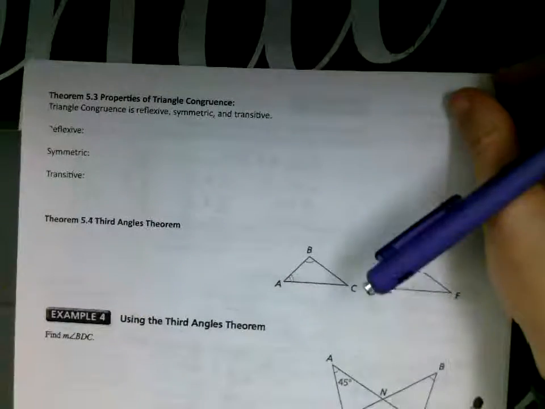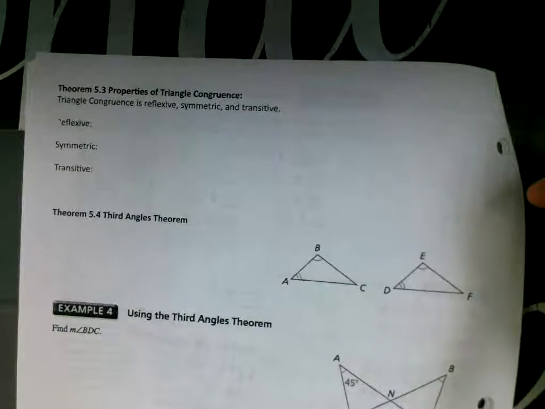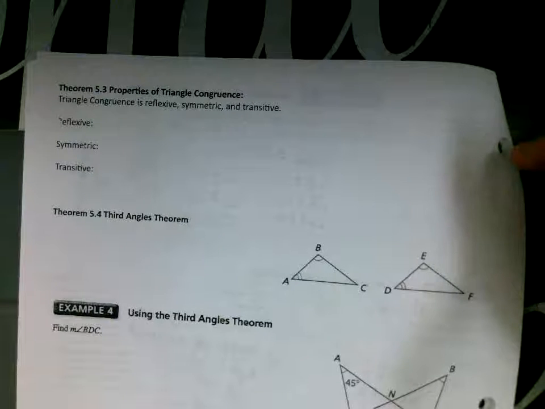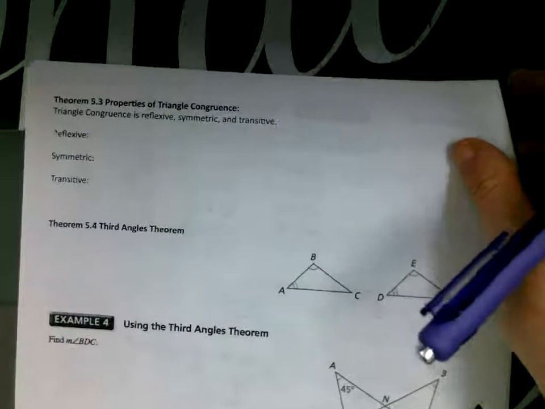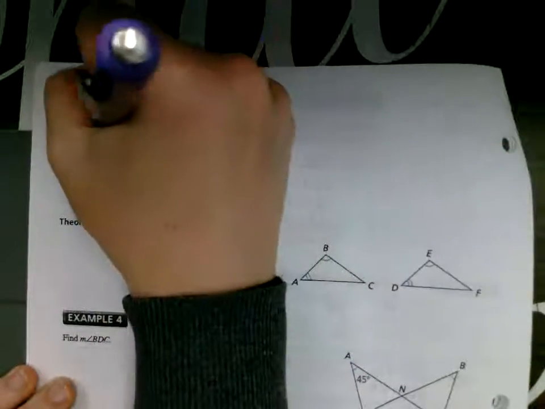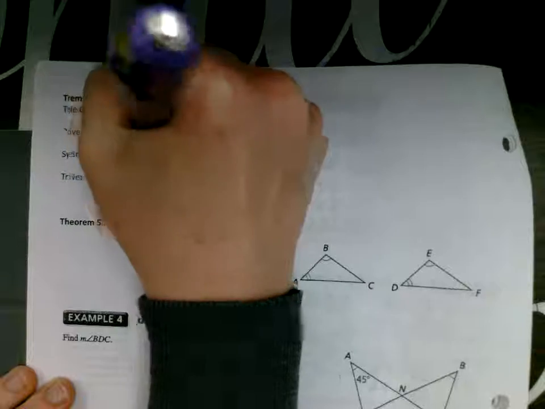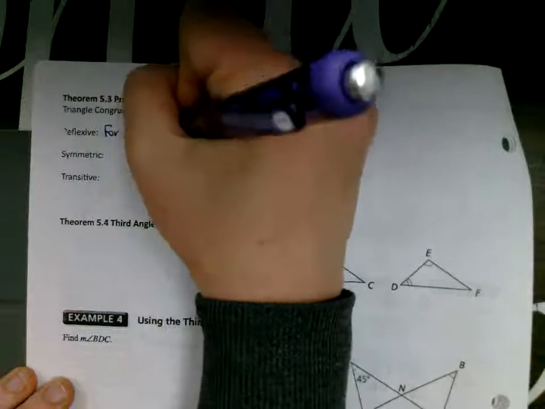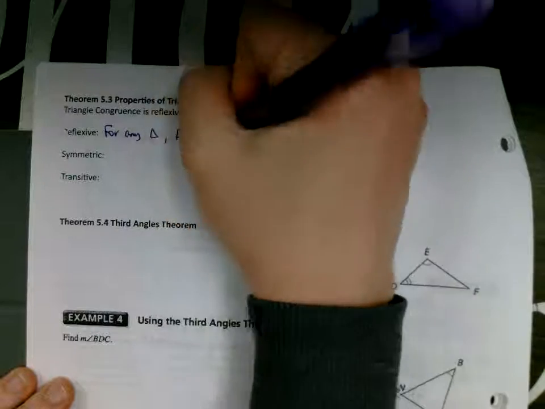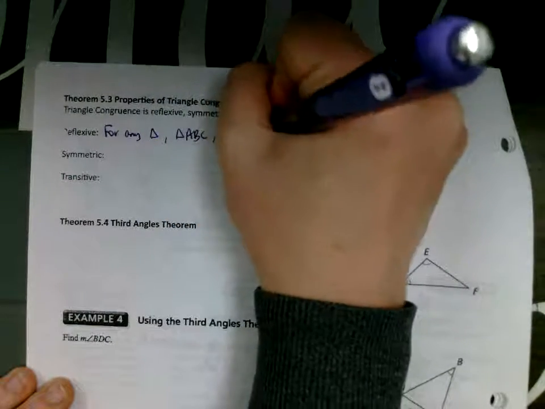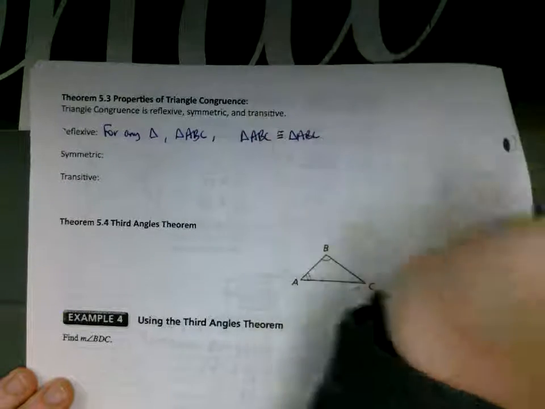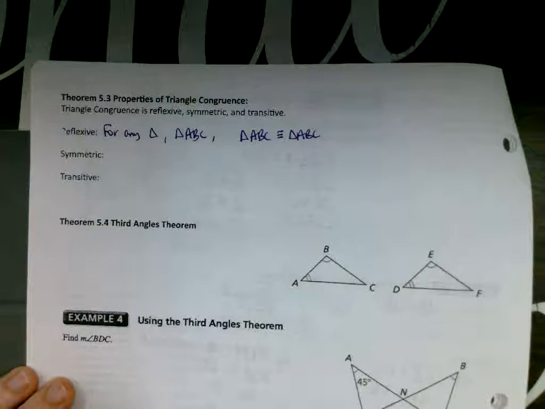All right, last page here, theorem 5.3 is the properties of triangle congruence, okay? So again, this is for reflexive, symmetric, and transitive. It also works for triangles. So for any triangle ABC, you know that triangle ABC is congruent to triangle ABC. It's got to be congruent to itself.